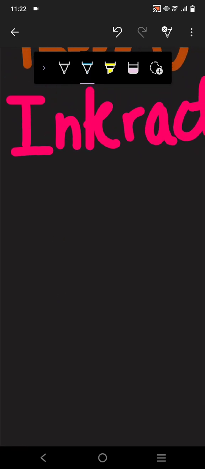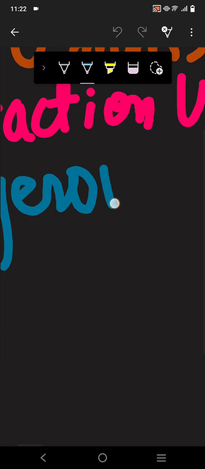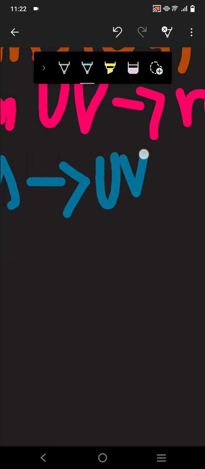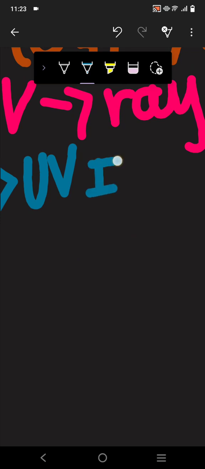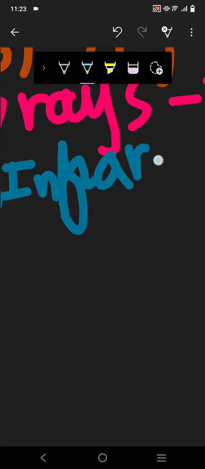What will this ozone layer do? It always protects the earth. It protects us from dangerous substances, for example, our sun rays. Sun rays have UV rays and infrared rays, and those rays are very harmful. So this layer is like a blanket. Let me draw it here.